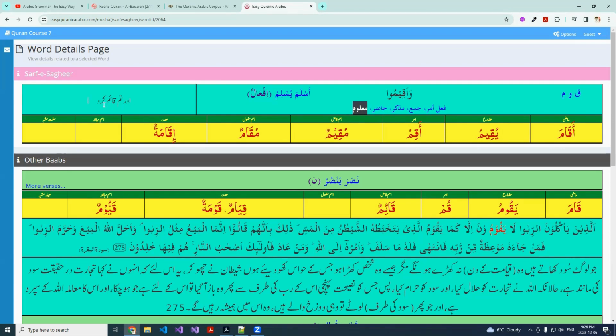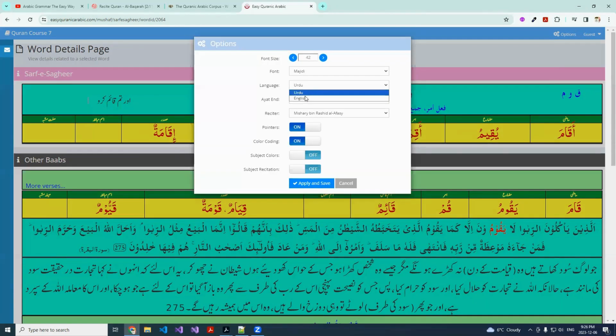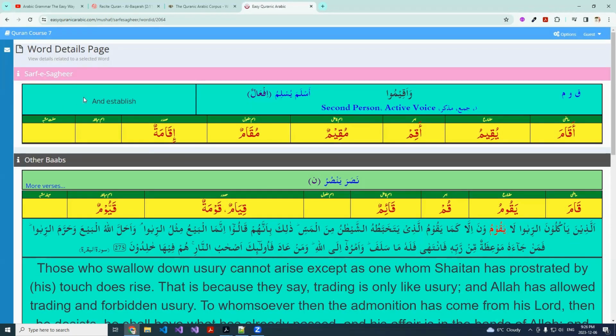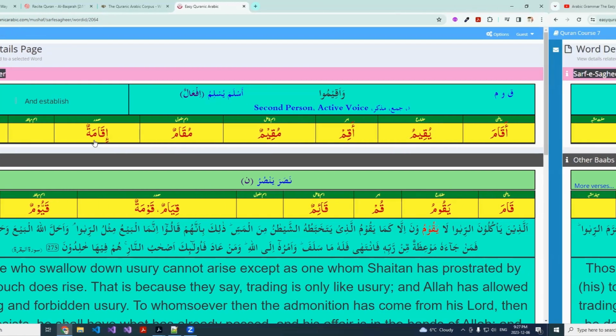Or, tum qa'im karo. Usually we look at this in English, so we change it to English, and then it's going to say establish. So when we are dealing with any sort of verb, we need to know the sarf saghir, because the knowledge of verbs, or morphology, is known as sarf. And saghir means a shorter version. Then there is a sarf kabir and there is a sarf saghir. In the sarf saghir, we are interested in what will be the madi, what will be the mudari', how we are going to make the amr, what will be the ism fa'il and ism maf'ul, and what is the masdar.